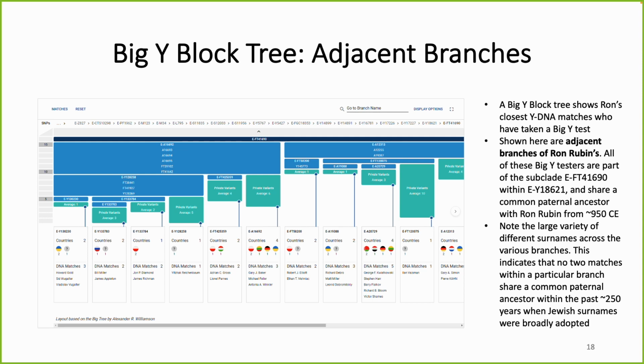The only time that you'll see the same surname on this page is actually on the far left here. There's a guy named Sid Wugalter and Vladislav Vugalter, and they actually do share the same surname. And so they may actually share a common ancestor. You can see it's closer to the present day. They're part of this group, EY 130-230, that they actually could share a common ancestor from the last 200 or 300 years, possibly. But most of these other branches don't.